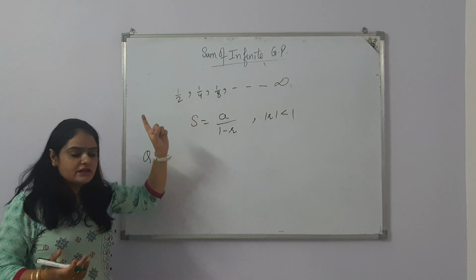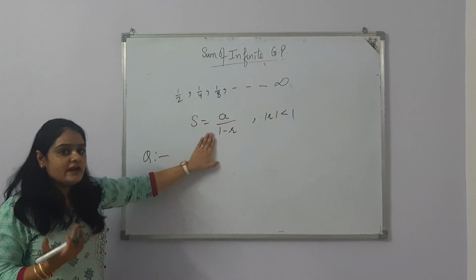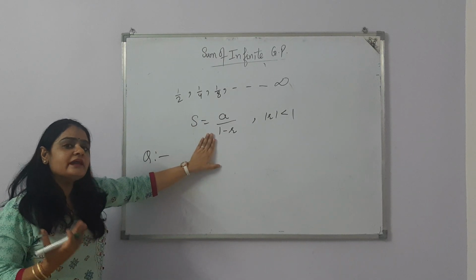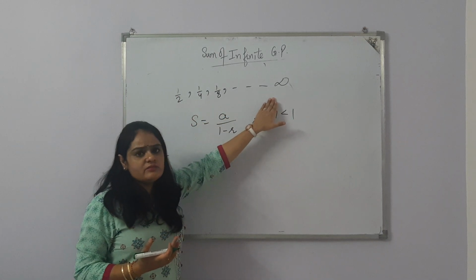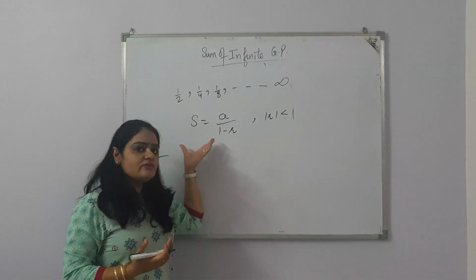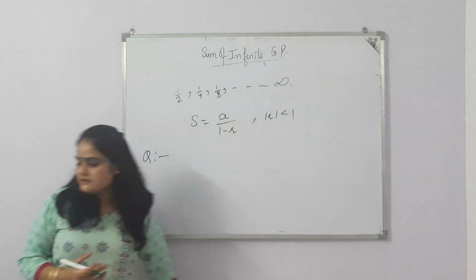There is one more thing regarding this formula: there is no n here. Why is there no n? Because we don't know about n here. The terms are infinite, so there is no nth term, and n is not in the formula. So the formula is a upon 1 minus r, where r's modulus should be less than 1.